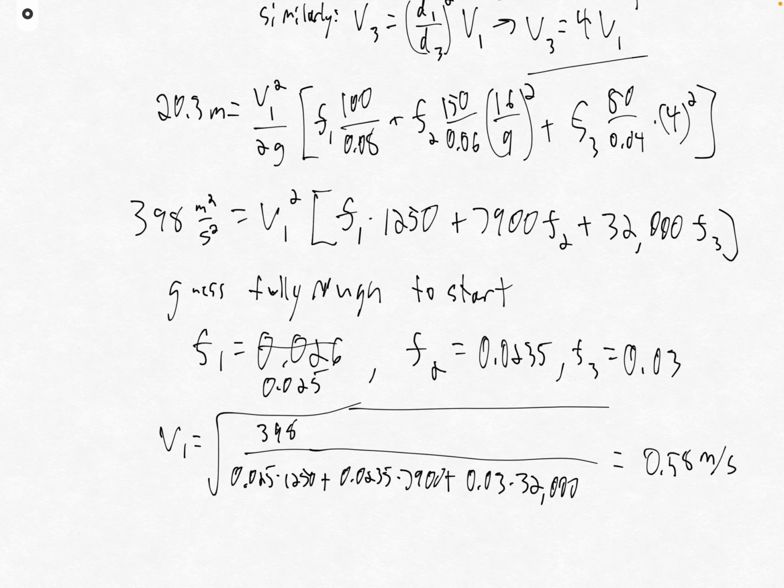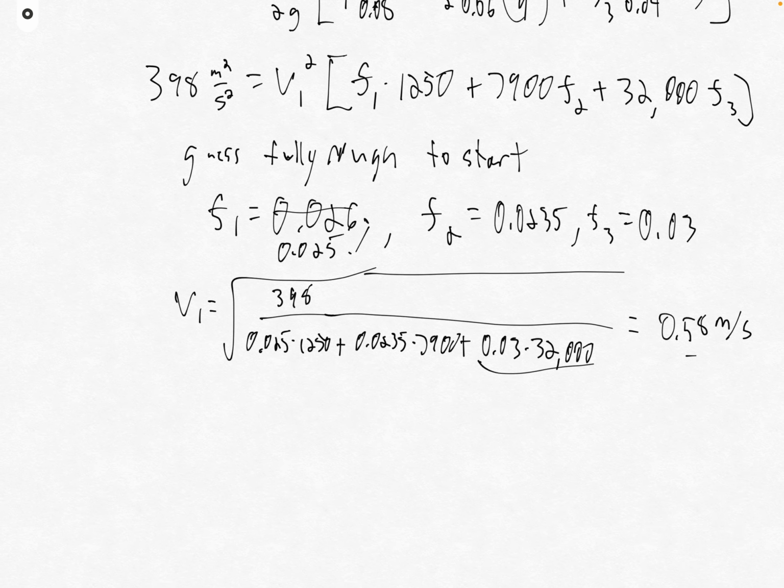If you're following along in the textbook, you may note the textbook actually uses an initial value of 0.026 instead of 0.025 for f1. But because this flow is so restricted by pipe 3, you can see it really dominates here. We don't really have much impact even with that difference. Anyway, V1 is equal to 0.58 meters per second.